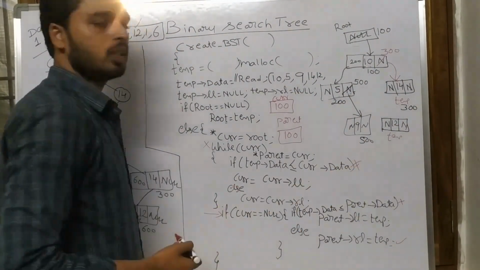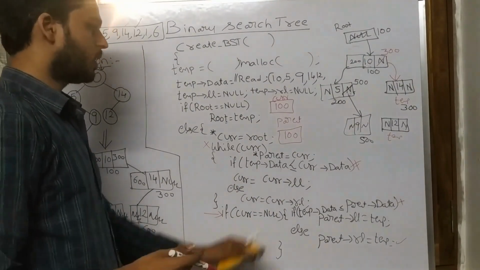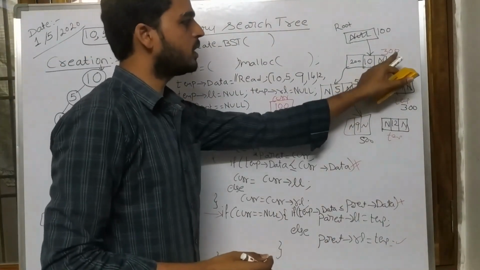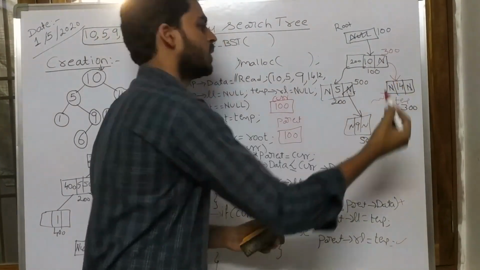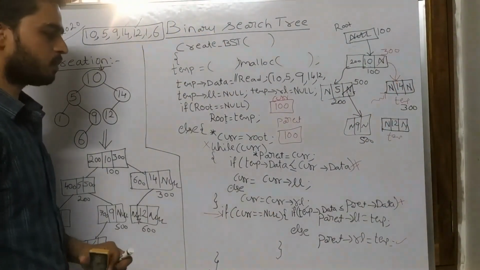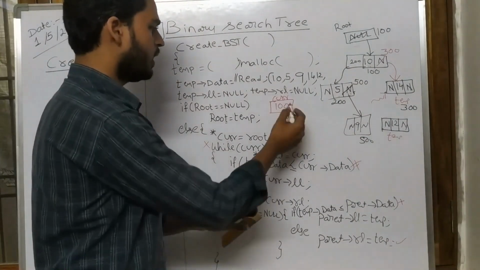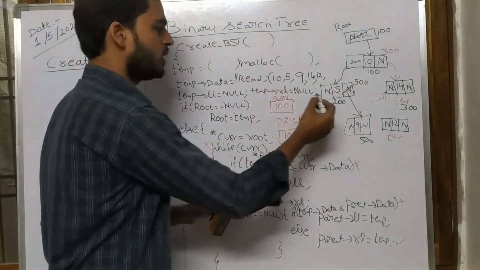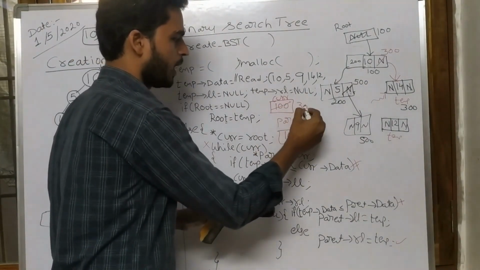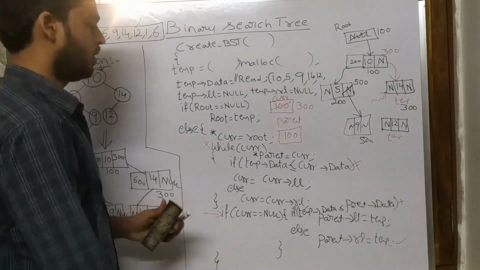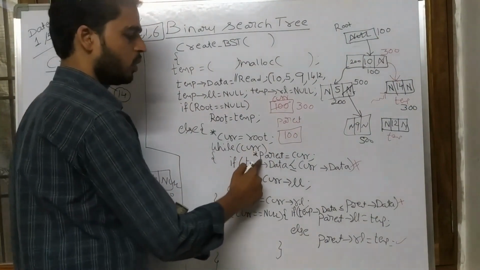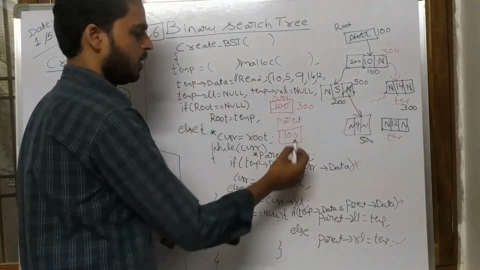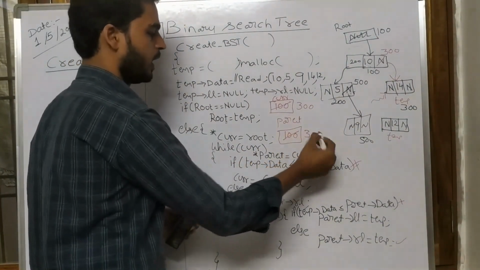Current equal to current's right link. What is current's right link? Current value is 100. 100's right link is 300. Meaning my pointer is moved to 300, this particular location. Okay. Now current is moved to current's right link, which is 300. Now once again, while 300 is a positive value, it is going to execute parent equal to current. What is the current value? 300.